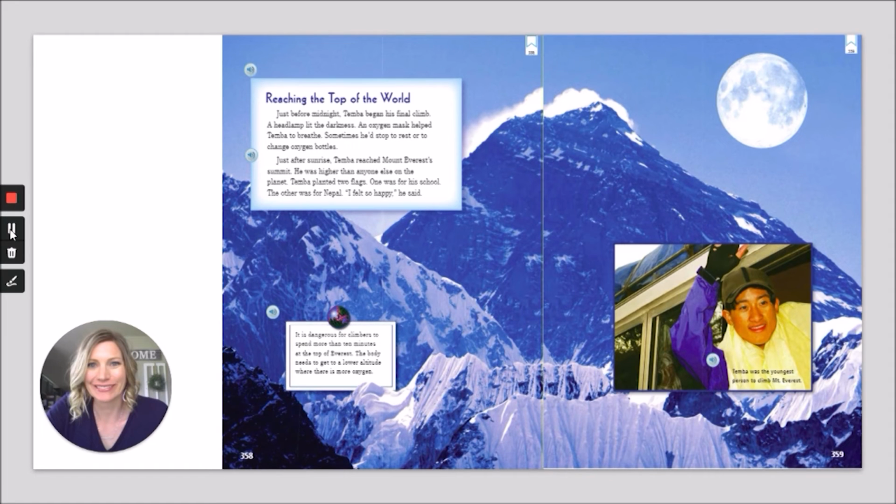He was higher than anyone else on the planet. Timba planted 2 flags. One was for his school, the other was for Nepal. "I felt so happy," he said.